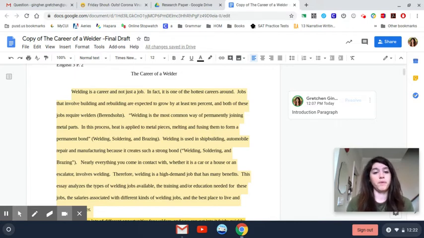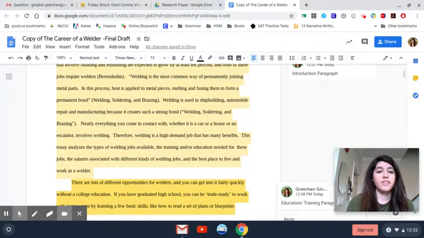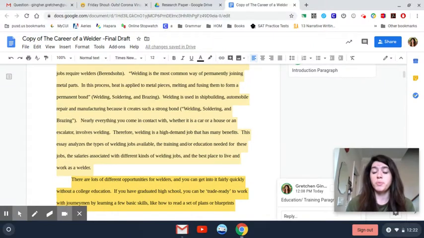The next quote says, welding is the most common way of permanently joining metal parts. This is where they're actually explaining what welding is, so you may need to do that for your career. I may not know anything about your career. A lot of you have some really interesting careers that you've chosen, and I know nothing about them, so I'm really excited for you to tell me more about them.